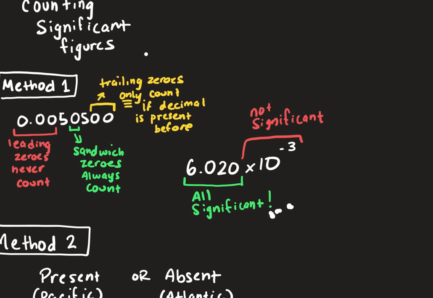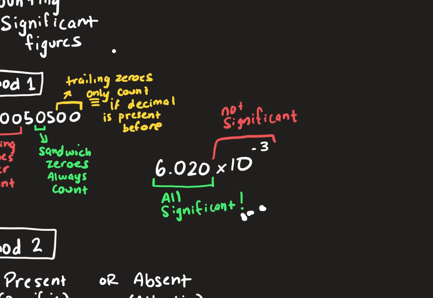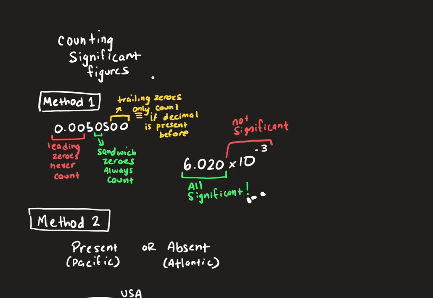Now, when we're looking at scientific notation, anything on the left side of the multiplication sign is considered always significant. So all of those are significant. And obviously the 10 times 10 to the power is never significant, not significant, okay?